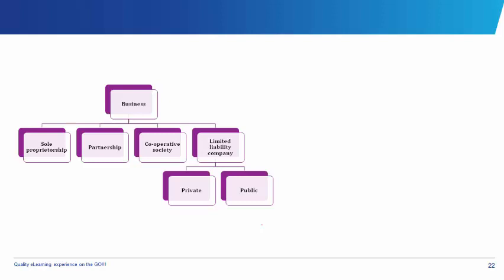Now, we have a diagram showing us the various forms of businesses. At the top, we have the business, then we have the first type, the sole proprietorship, partnership, cooperative society, and a limited liability company, which is also divided for our level into private and public limited liability company. Okay, now let's take them one after the other.